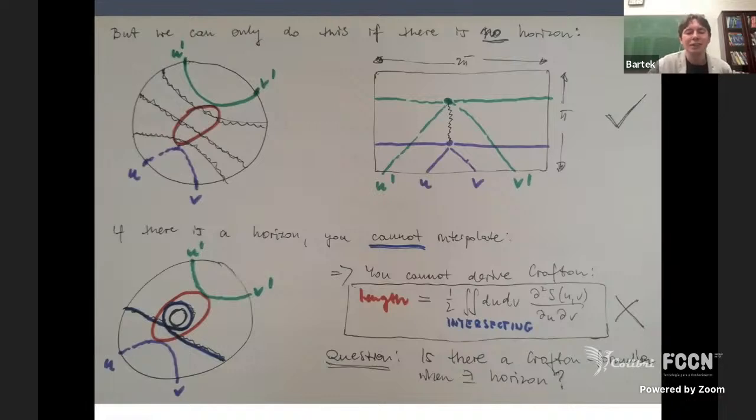There was no derivation of the Crofton formula that we knew that would work in the presence of a horizon. So a question that was left over to us from this development, like I said, some 8 years ago, is: is there, in fact, some Crofton formula when there exists a horizon? This is the problem that I will solve for you in the next 45 minutes or so.